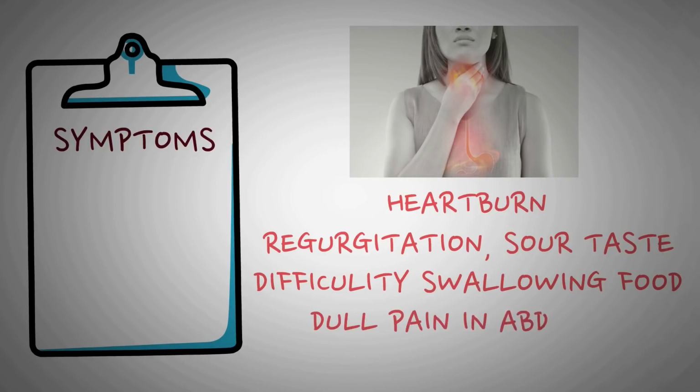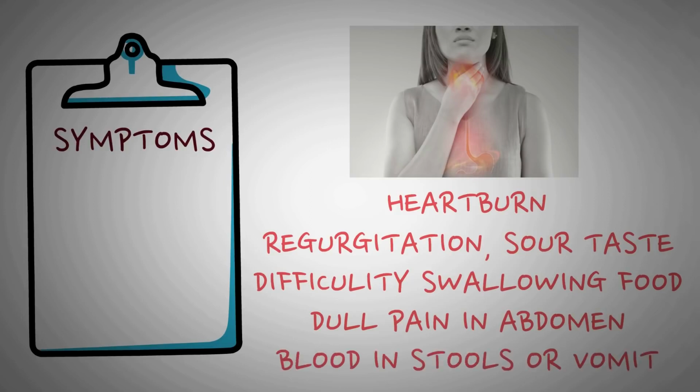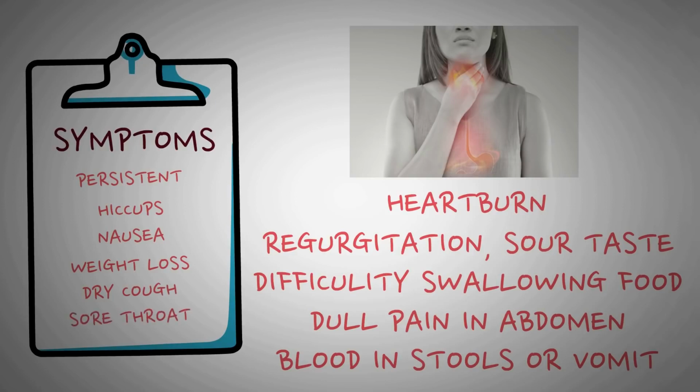A constant dull pain in your stomach or chest or shortness of breath can also be the presenting symptoms. Chronic acid reflux can lead to erosions in your stomach or esophagus, which can bleed over time. This blood is passed in your stools, which appear blackish. Blood in vomiting can also indicate bleeding in your esophagus or stomach, which usually presents as fresh blood clots. Other symptoms of acid reflux disease include hiccups that don't let up, nausea, weight loss for no reason, wheezing, dry cough, hoarseness, or chronic sore throat.